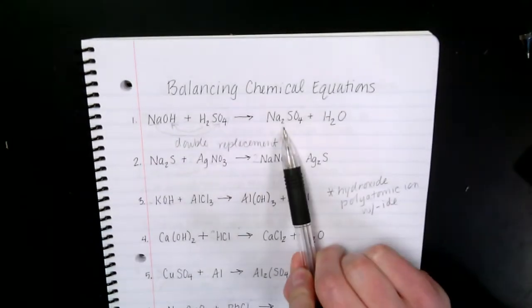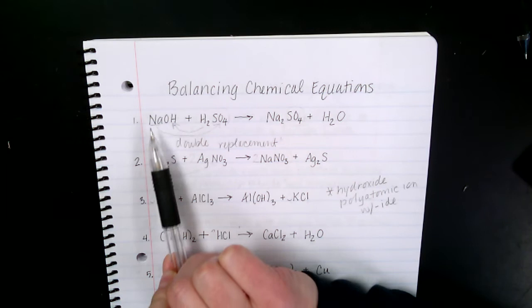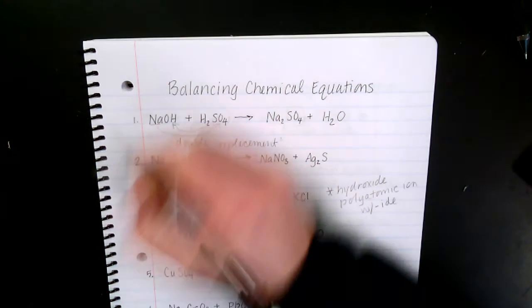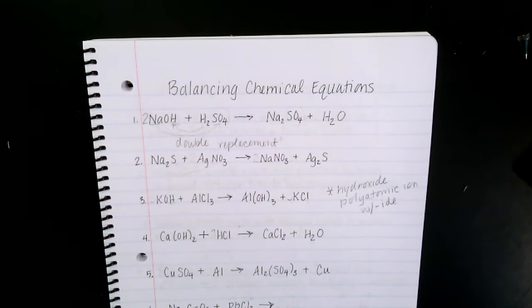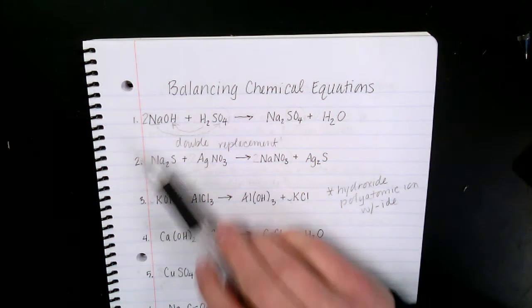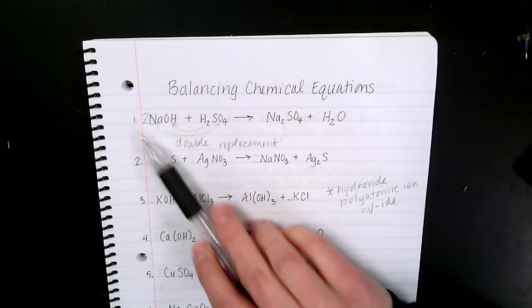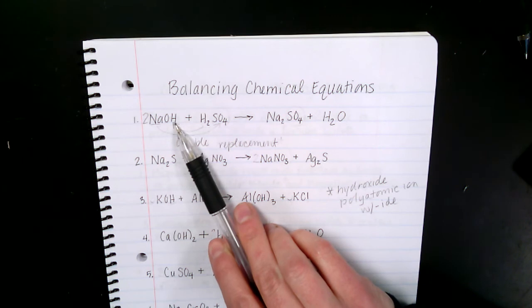If we look here, we have 2 sodium, and over here we have 1 sodium because there's nothing after it. So we're going to put a 2 in front of that. I would suggest when you're balancing equations to use a pencil because you will be erasing stuff. All right, so that 2 coefficient multiplies through to everything in the equation. So we have 2 sodium, and then that changed this to 2 oxygen and 2 hydrogen.